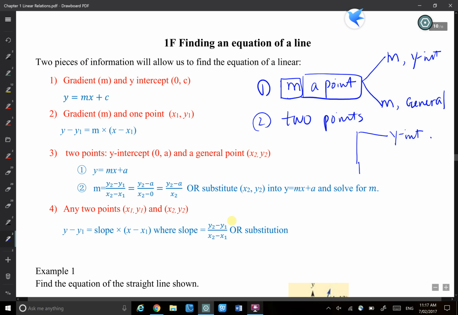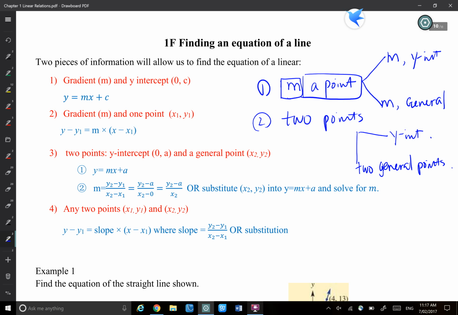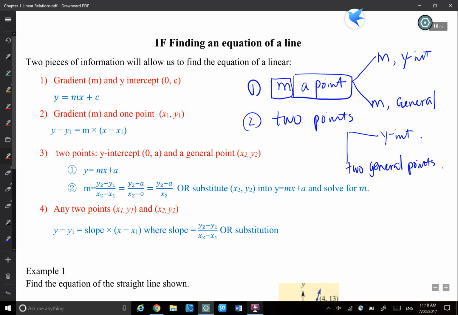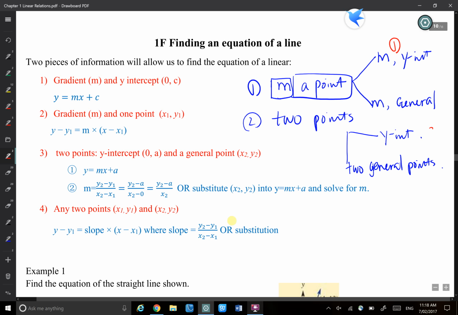Then the harder case will be 2 general points. If I just know 2 points, I don't know the y-intercept, I just know 3, 4 and 1, 2, and I want to find the equation, that would be the most difficult case. To say the difficulty level, number 1 is the easiest one. Number 2 is kind of easy. Number 3 will be that. And number 4 will be 2 general points. So that's the difficulty level.